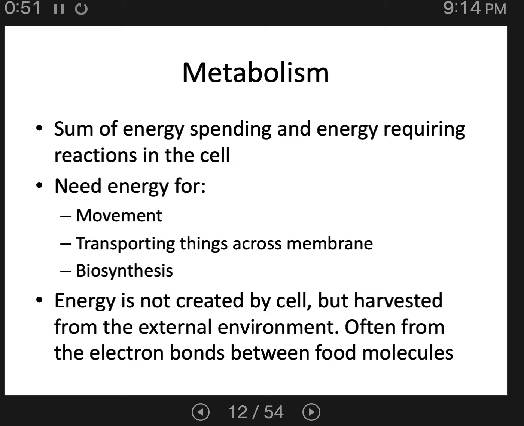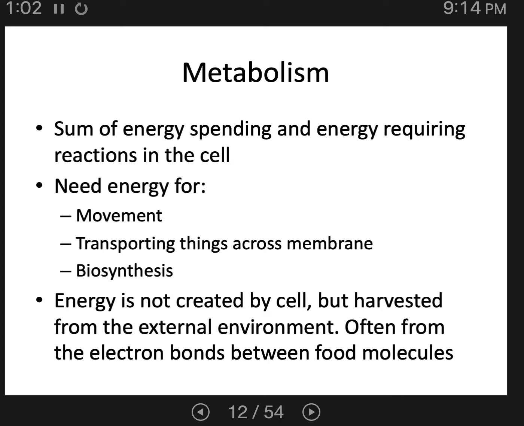So metabolism could be thought of as the reactions that harvest energy from the environment and then spend it to keep cell processes going. So it's the sum of all of that, the energy acquiring reactions, because energy has to be acquired from somewhere, and then these energy spending reactions to keep the cell functioning.